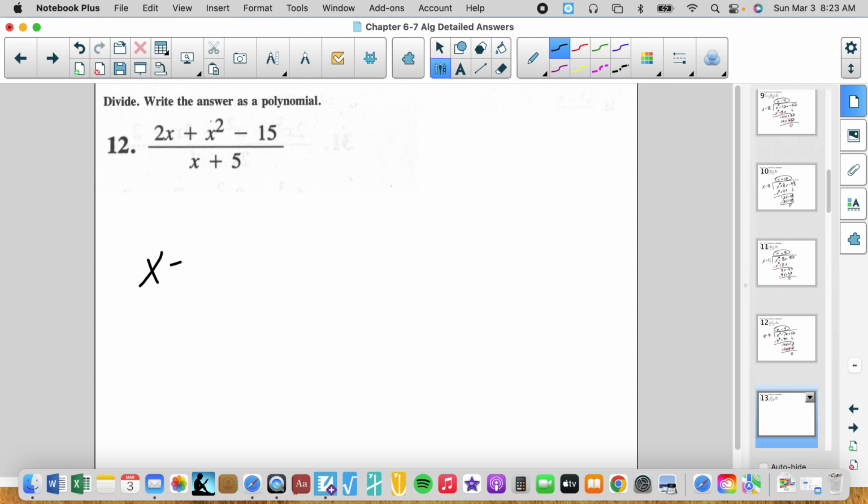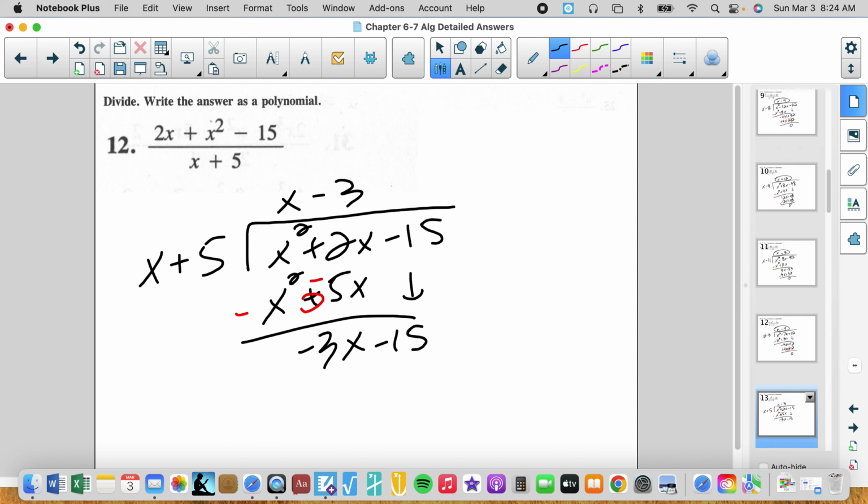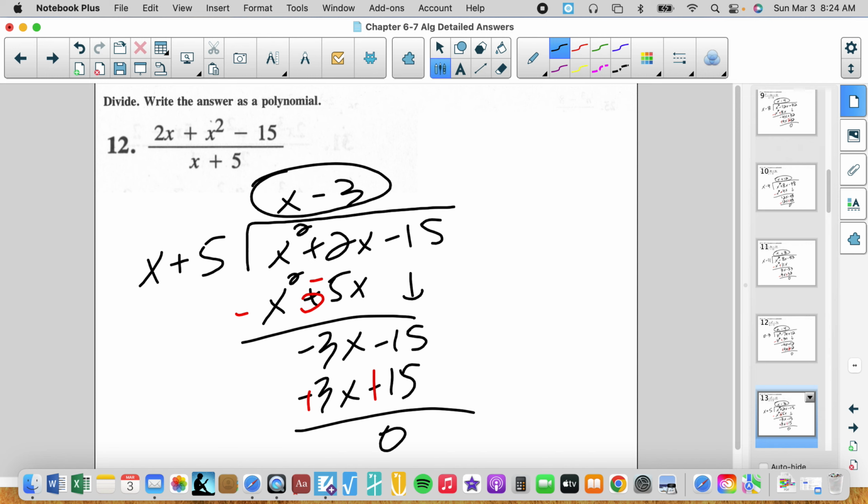Problem 12, that's x plus 5 divided into x squared plus 2x minus 15. Let's multiply it by x. You get x squared plus 5x. Change each of the signs. We're subtracting that from, and we get negative 3x minus 15. x times what is negative 3x? A negative 3. We get negative 3x minus 15. Subtract that from. It's just like changing all the signs.